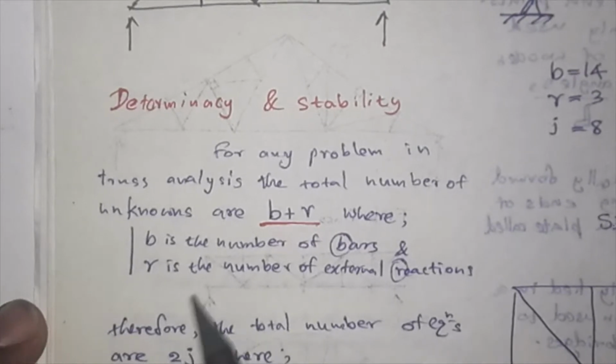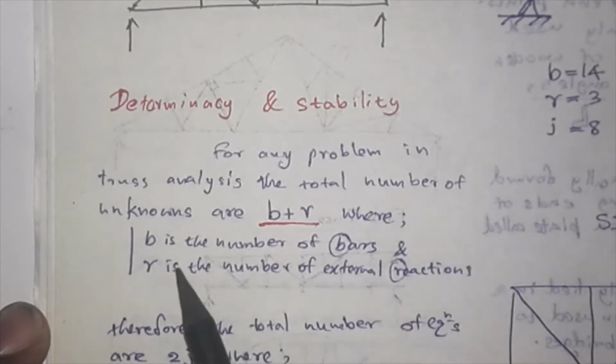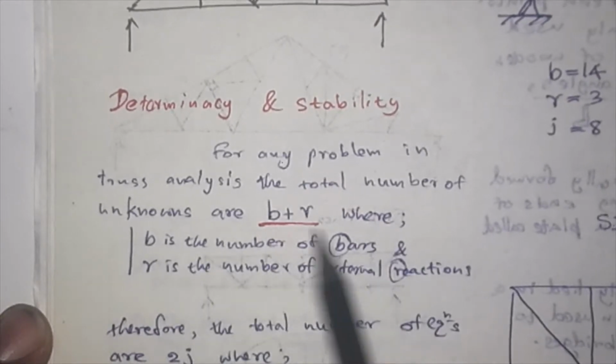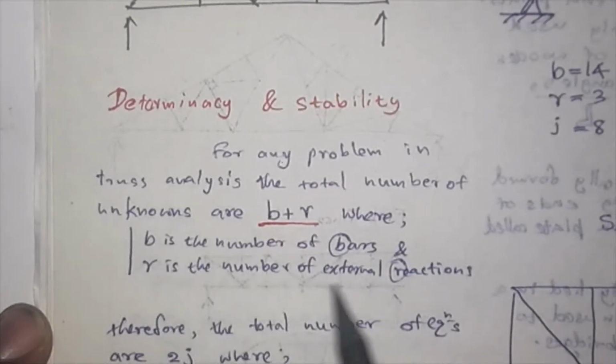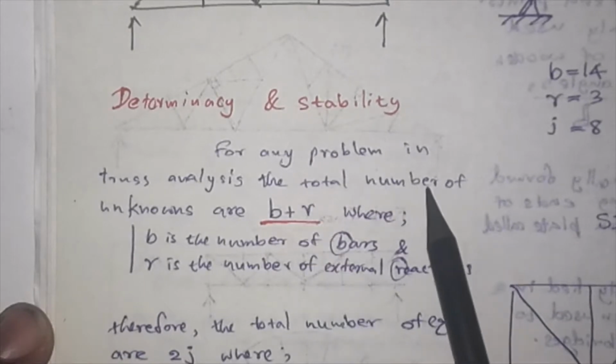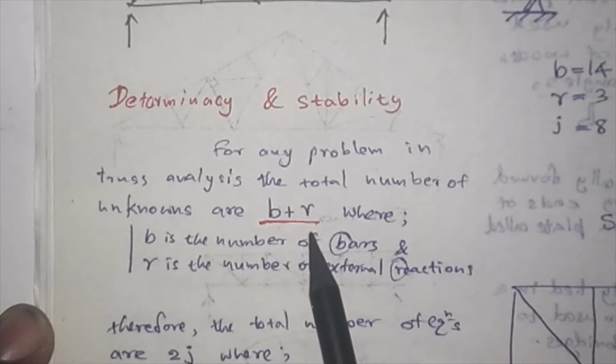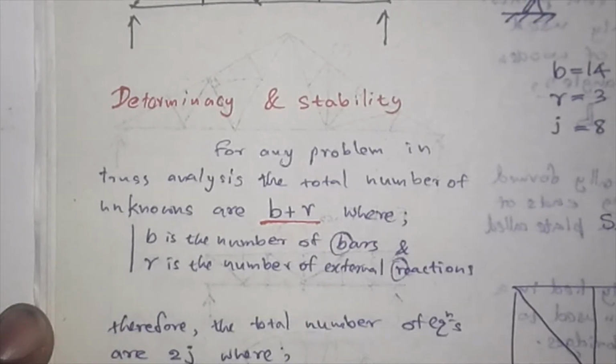For any problem in truss analysis, the total number of unknowns is B plus R. What is this B plus R? B is the number of bars and R is the number of external reactions. So the total number of unknowns is B plus R, the number of bars plus the number of external reactions.